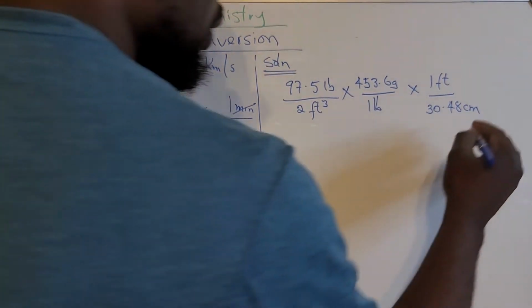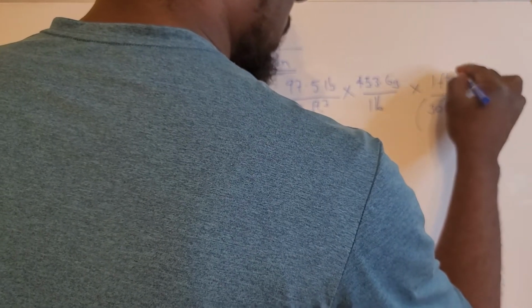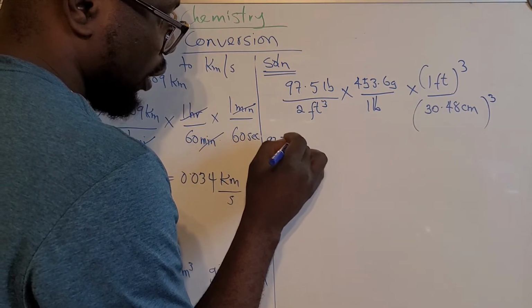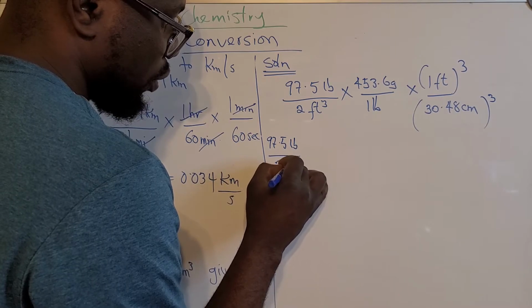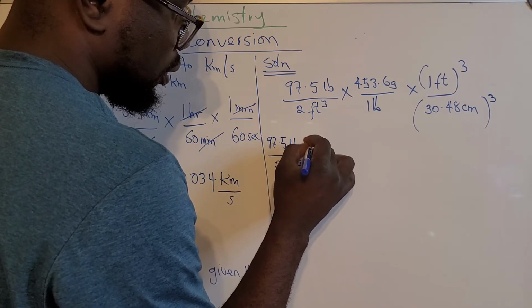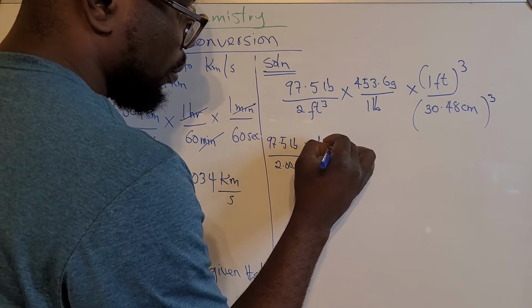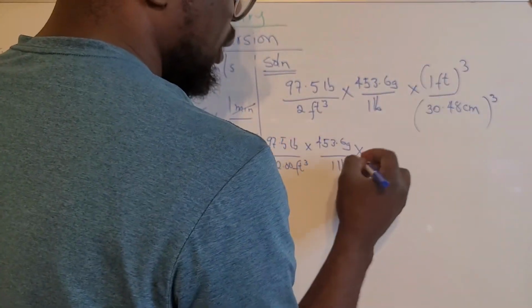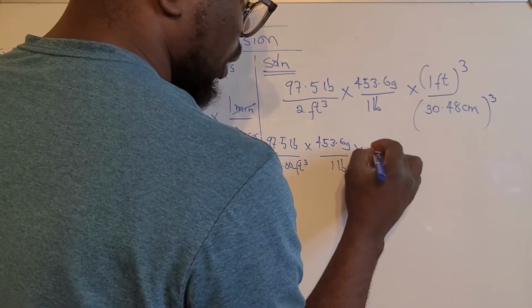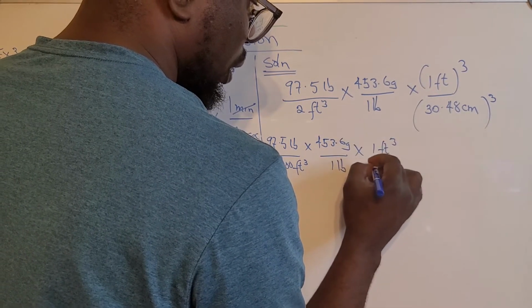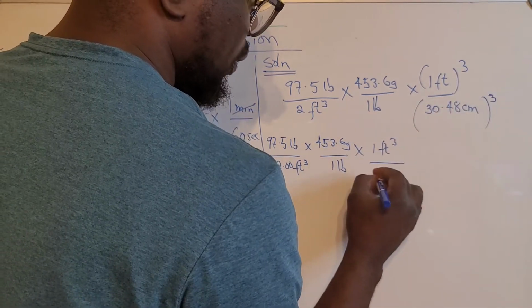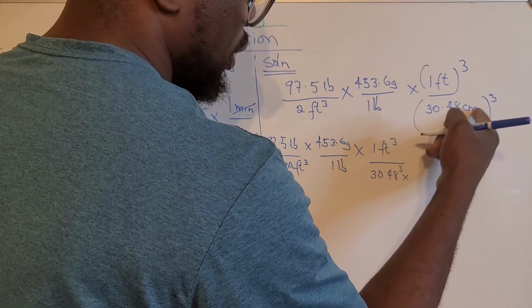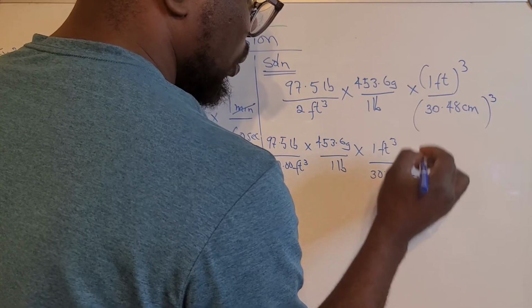But we know we don't need the foot, we need the foot cubed to be gone, not just foot. So what we do is we raise this to the power of 3. So when you do that, you're going to come up with 97.5 pounds over 2.00 foot cubed times 453.6 grams divided by 1 pound times 1 raised to 3 is 1, and foot raised to 3 is foot cubed. So you have 1 foot cubed, okay? And then you have 30.48 raised to 3, times cm raised to 3 is cm cubed, okay? So that's what we need, all right?